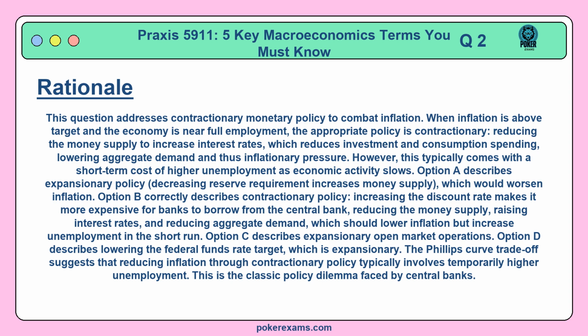Option C describes expansionary open market operations. Option D describes lowering the federal funds rate target, which is expansionary. The Phillips curve trade-off suggests that reducing inflation through contractionary policy typically involves temporarily higher unemployment. This is the classic policy dilemma faced by central banks.